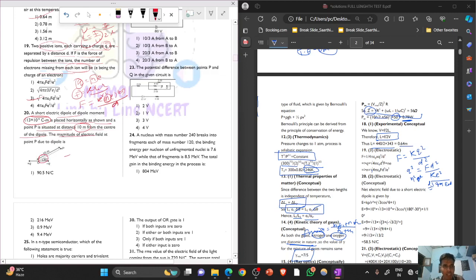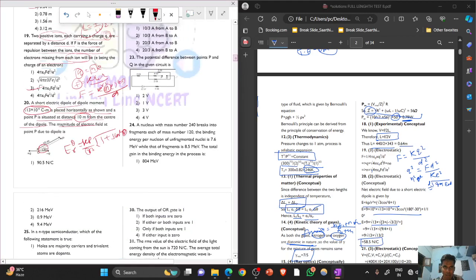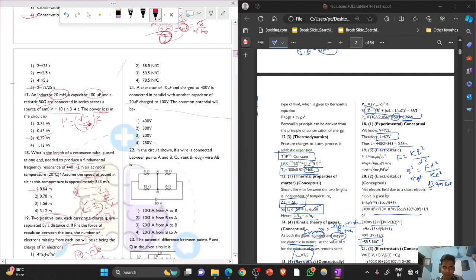You just need to know that the electric field at any point R at angle theta is equal to Kp by R cube under root of 1 plus 3 cos square theta. In the case of theta, you put the 30 value, and in the case of R you put 10 cm. You know the K, you know the p. You just need to do the calculation, and after calculation in the explanation, you can see it comes out to be 58.5 Newton per coulomb. So the correct option is option number second, 58.5 Newton per coulomb.